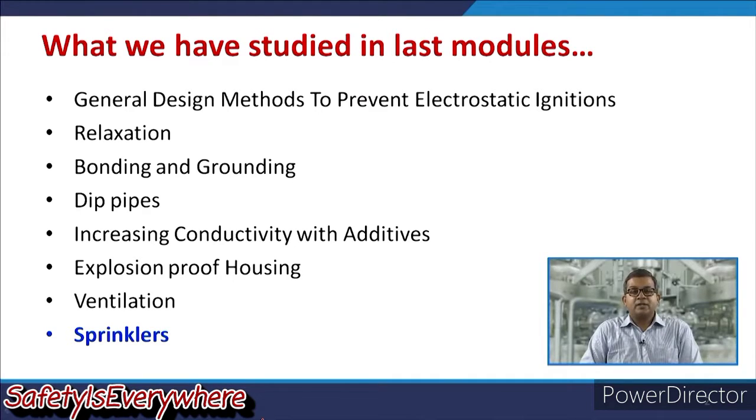So welcome to the last module of design to prevent fire and explosion. Up till now we have studied in different modules the general design considerations to prevent electrostatic ignition. What is the concept of relaxation, and how is it beneficial to the process industry. We have discussed bonding and grounding and how you can implement them in the process industry. The concept of dip pipe, its advantages and disadvantages.